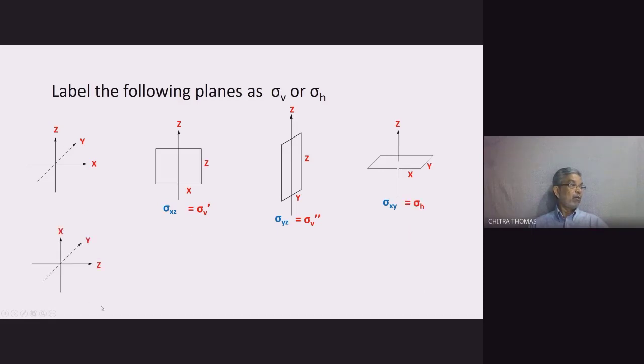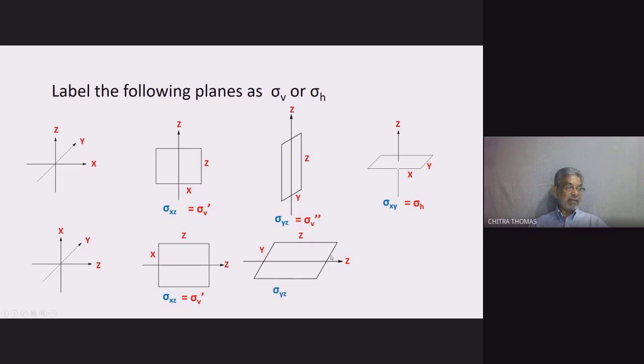Then I change the coordinate, and this will be XZ, and then YZ will be this. That will be sigma V double prime, and the XY will be like this. There is X and Y. You draw this diagram, this is XY. So you learn one thing, you apply it to all similar situations.